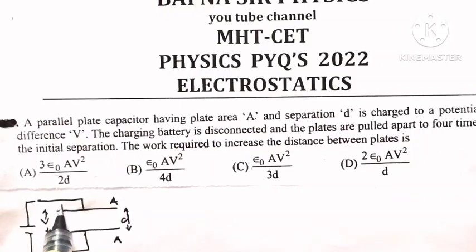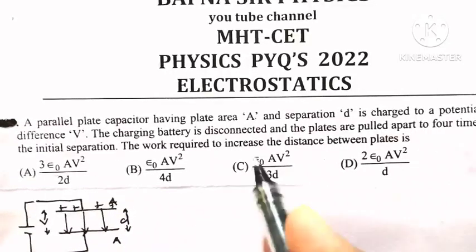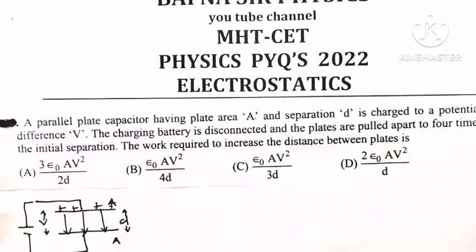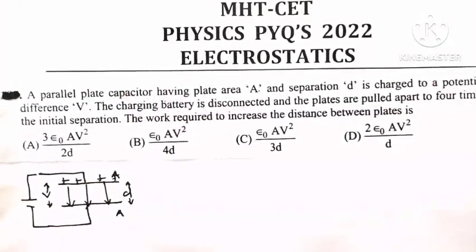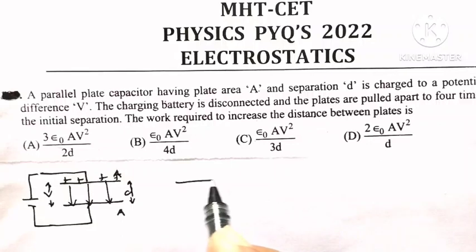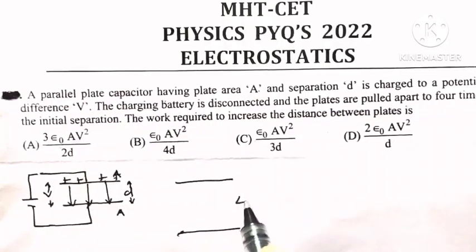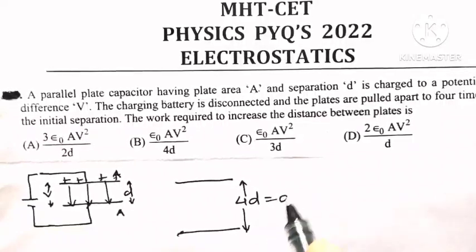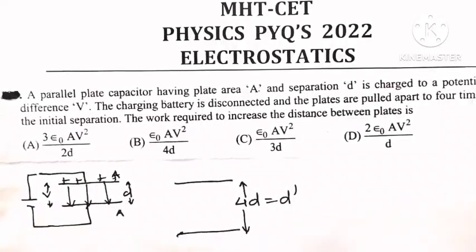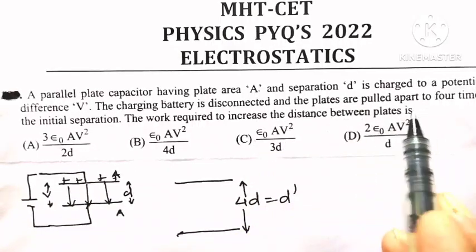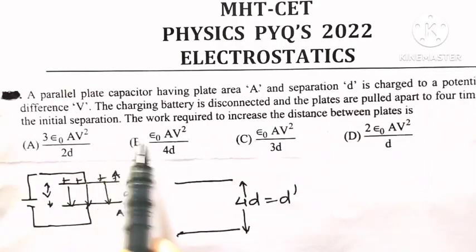Now, due to charging, plus Q charges are deposited and an electric field is set up like this. Now, the charging battery is disconnected and the plates are pulled apart. These two plates are pulled apart to 4 times the initial separation. So the separation between the plates, which was initially d, is now made 4d, which means the new distance of separation d dash is equal to 4d.